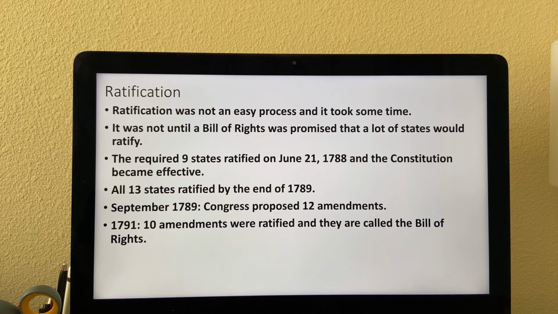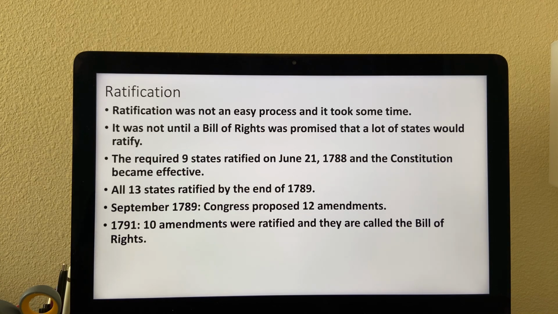Now, the ratification process was not easy, and it took some time. It took because the Constitution was officially finished in 1787, and it would not be until the end of 1789 that every state had ratified. So this was a couple year long process. It was not until they promised a Bill of Rights that a lot of states would ratify the Constitution.